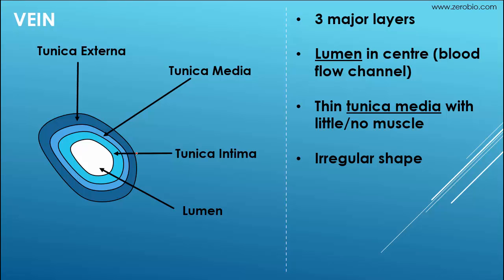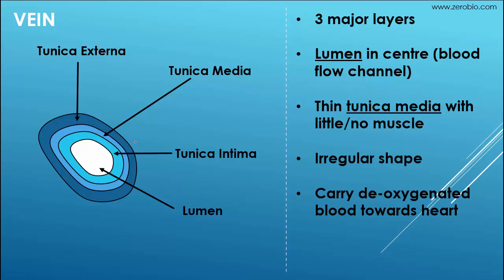Veins also have an irregular shape, and this is why I didn't draw this circular. I drew it so it sort of looks like a lake or a pond, top-down view or something. All right, so they're not circular like arteries, and that is because of the thinner tunica media, because they don't have a lot of muscle. They don't keep their shape.